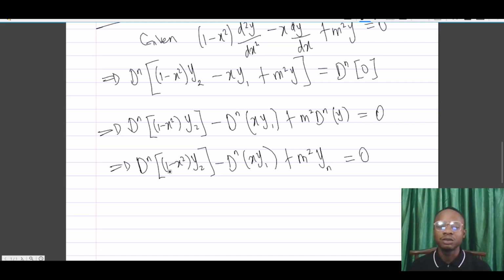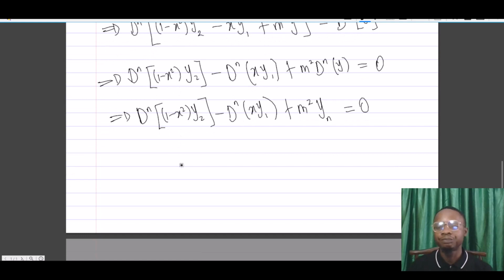And this also is a product of two functions. 1 minus x squared is a function of x. The second derivative is also a function that possibly depends on x. So we have to use the Leibniz formula for this also. So we take them one after the other to operate the Leibniz formula on them. So let's have an additional page first.